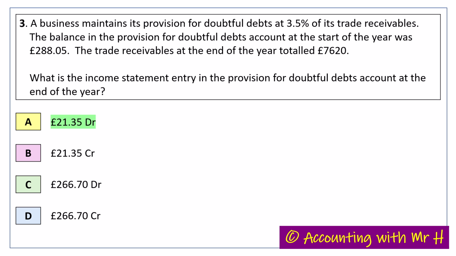A provision is a liability. A provision for doubtful debts is a liability. So it would have had a credit balance brought down, and as we are reducing it, therefore, we need to reduce that balance to offset it. So we would have needed to enter the income statement figure on the debit, and that brings us to the answer A.